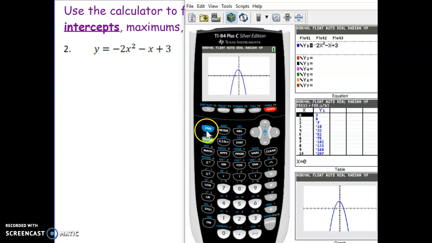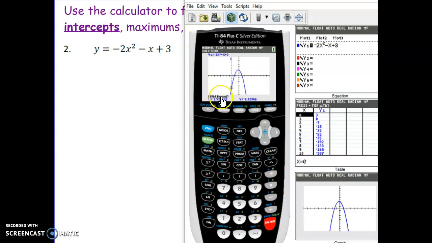First, I'll hit second, and then trace to get to the calculate screen. Now, which one of these do I want to choose if I'm looking for the X-intercept? I want to choose 0, which is number 2. All right, so it asks me to be on the left-hand side of this point, so I'm going to have to move down here, past it to the left. All right, there we go.